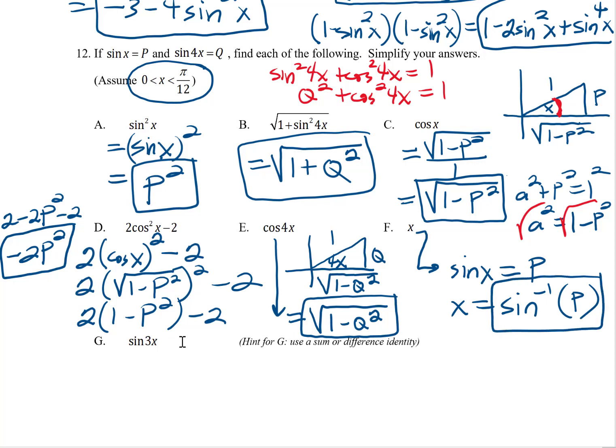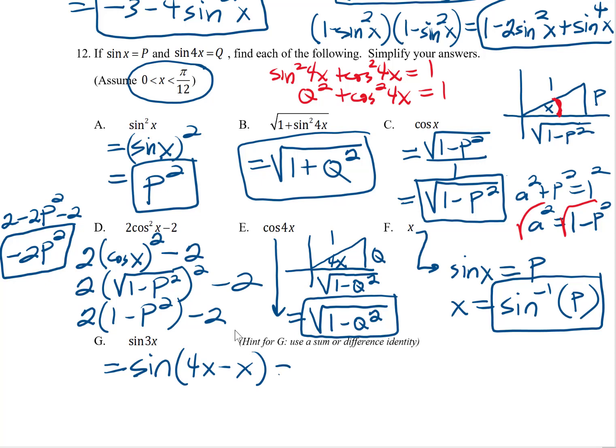Lastly, sine of 3x, and the hint here is use a sum or difference identity. This one I have to be a little creative. I don't know anything about angle 3x. All I know is about angle x and 4x. Can I express 3x using the angles that I do know? And the answer is yeah, I can think of 3x as simply 4x minus x.